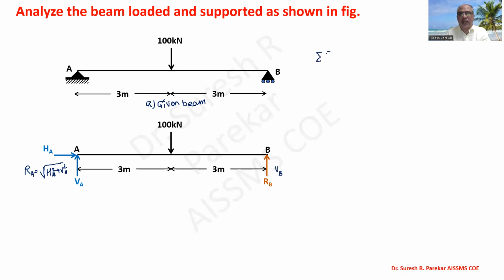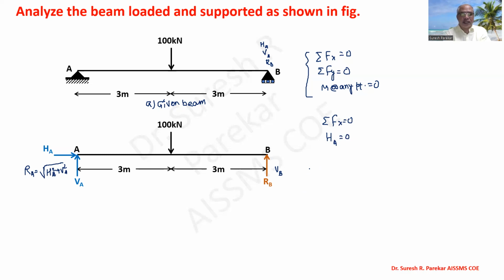We are going to use three equations: summation Fx equal to 0, summation Fy equal to 0, and moment equal to 0, so moment about any point equal to 0. So three equilibrium equations, three reactions. We are going to solve for these three unknowns, HA, VA and RB. First we write summation Fx equal to 0, and we have only HA in the horizontal direction, so we get HA equal to 0.